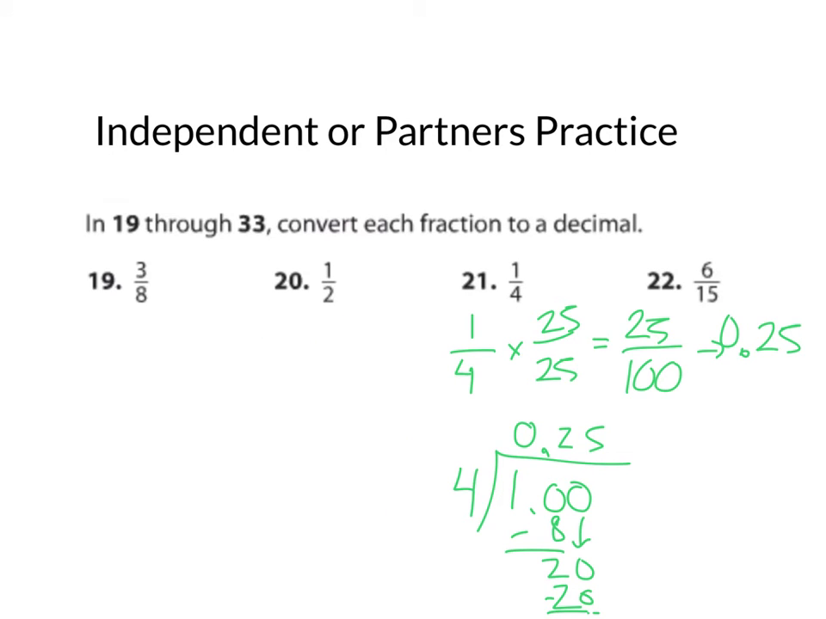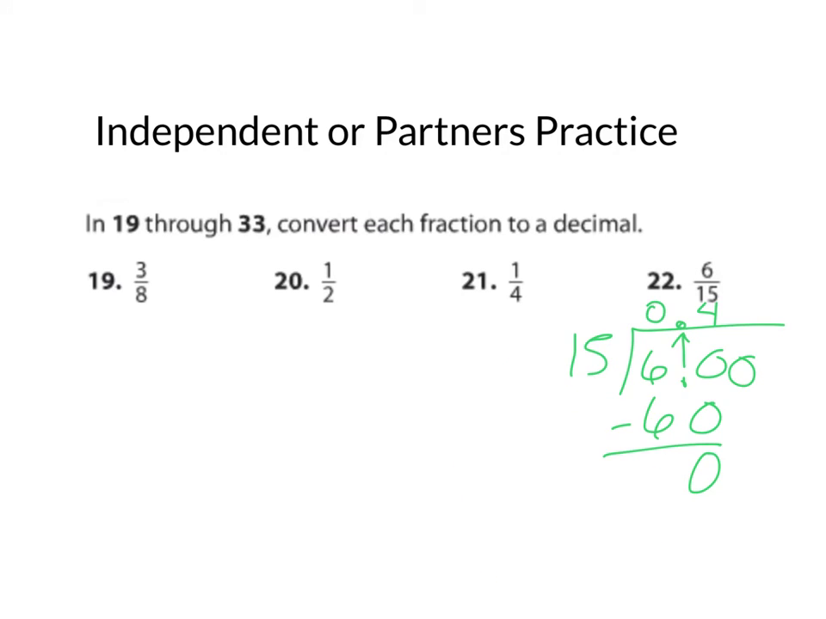Here are the 2 ways you could have done this. Making the 4 into 100 by multiplying the top and the bottom by 25, getting 25 hundredths, putting that into a decimal, or you could have divided just like this. Let's do the last one. And this one looks like it would be hard, but actually finding out that 15 times 4 is 60, my answer is 4 tenths. And I can't really think easily what I can multiply 15 by to equal 100 or 1,000, so I'd rather divide on this one. Moving on in 3, 2, 1.